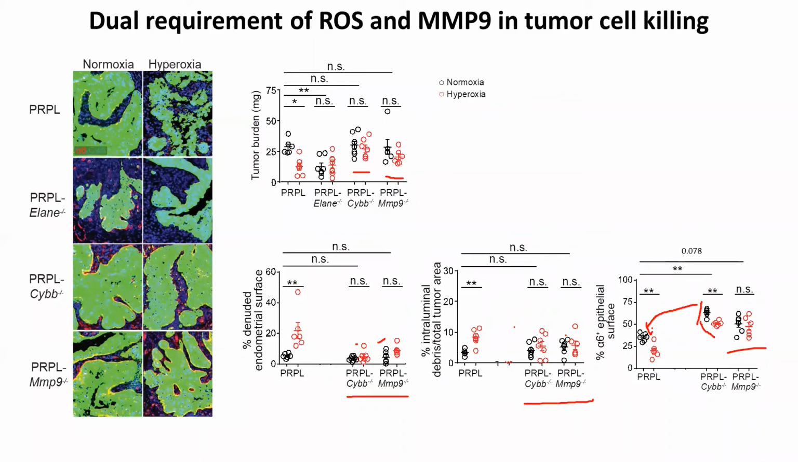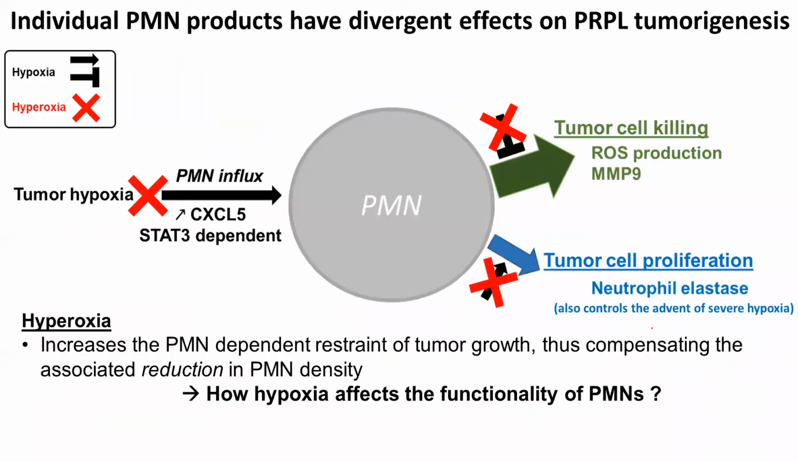that we could conclude there was a dual requirement of both oxygen species from the NOX2 complex and MMP9 involved in the tumor cell killing. So just keep in mind in this second conclusion that ROS production and MMP9 activity are both involved in tumor cell killing, whereas neutrophil elastase controls tumor cell proliferation. I won't show you the result here, but we also found that neutrophil elastase also controls the advance of severe hypoxia, so the generation of an immunosuppressive microenvironment.